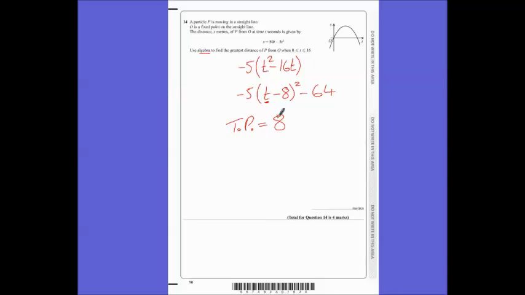So now we know the time at which the turning point occurs, we need to substitute that in to find the distance. So the distance s is given as 80t, so 80 times 8, take away 5 lots of 8 squared. So 80 times 8 is 640, and take away 5 lots of 64, which is 320. So the distance would be 320 metres.